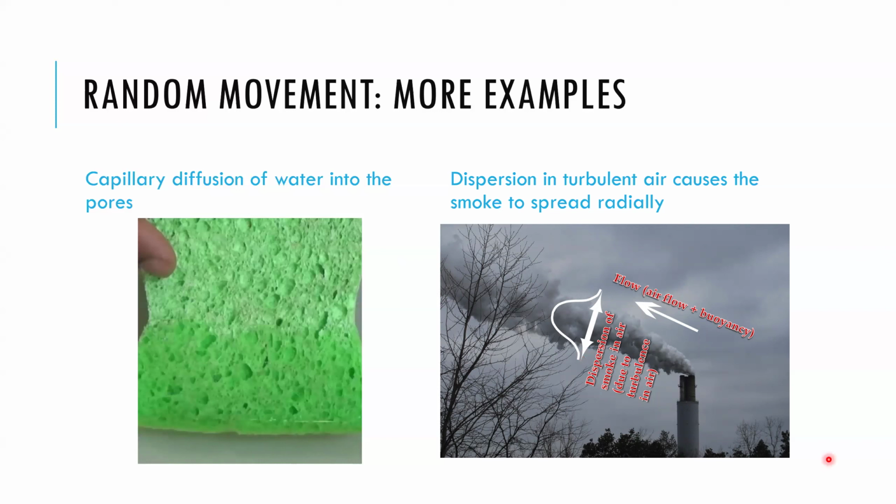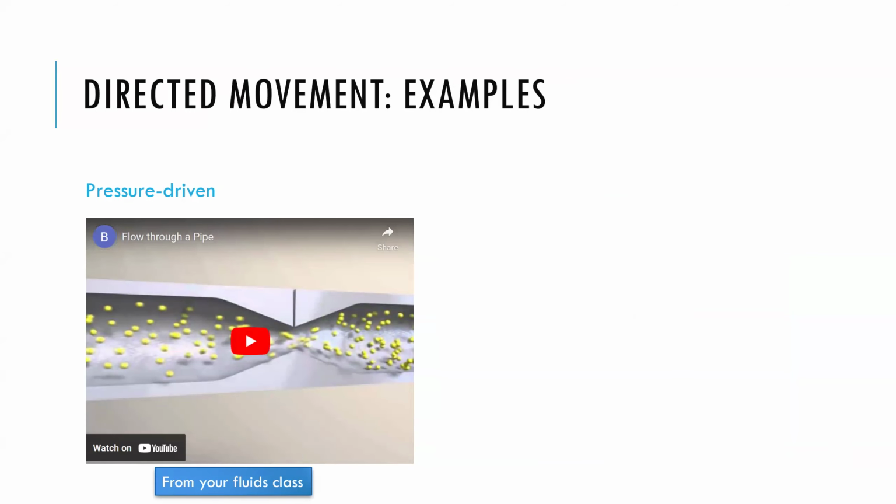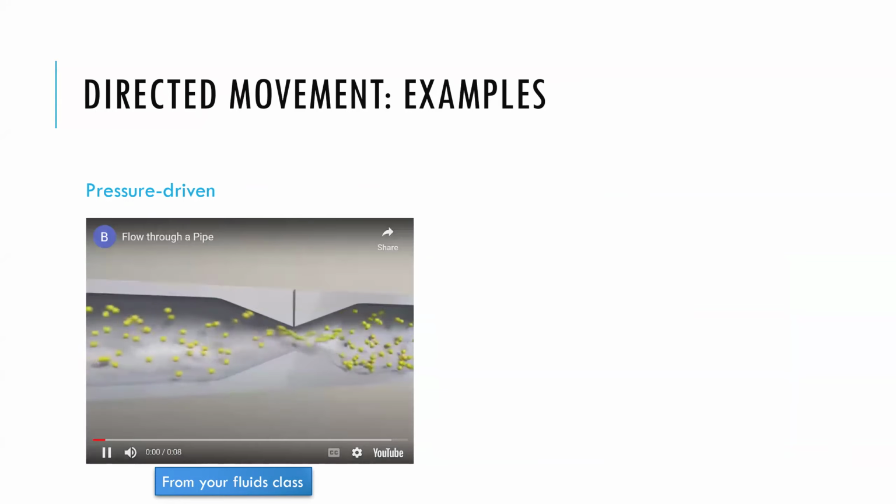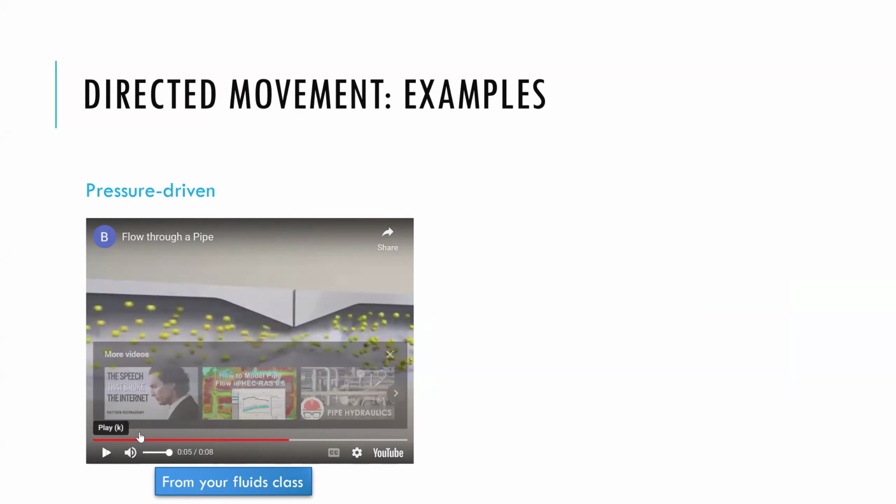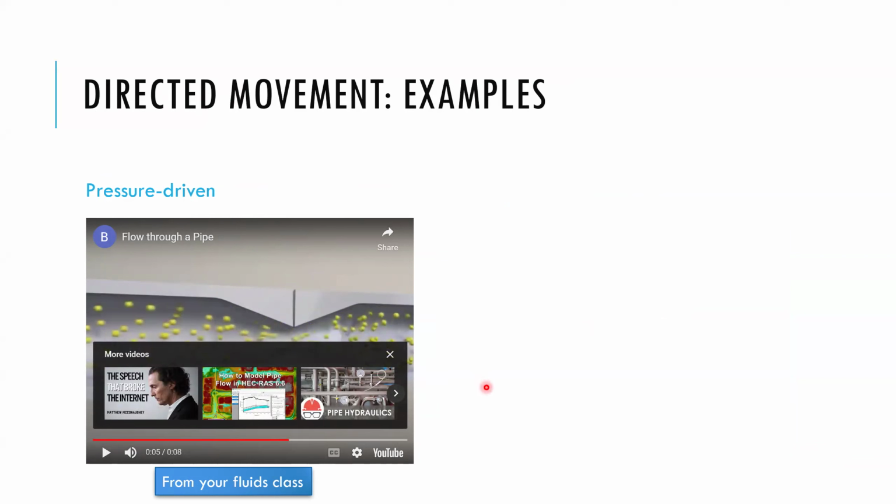Now let's look at some directed movement, separate from this kind of random movement. Here you can see there is flow. If there's flow, it's the pressure that is driving the flow. So the flow is definitely going in one direction. This is an example of directed movement. I'm sure you talk about this all the time in your fluids class.